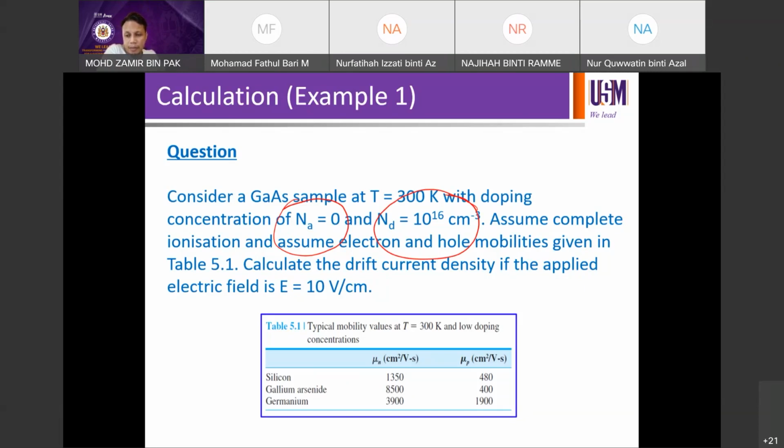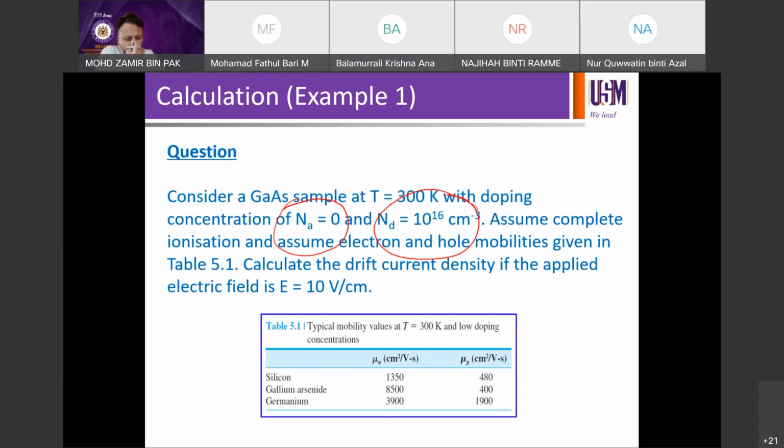N-type. All right, Bala says N-type. Anyone says P-type? No one says P-type. Okay, Bala, why is it N-type? You can unmute yourself, Bala. Because the donor concentration is 10 to 16 and the acceptor is 0, doctor.